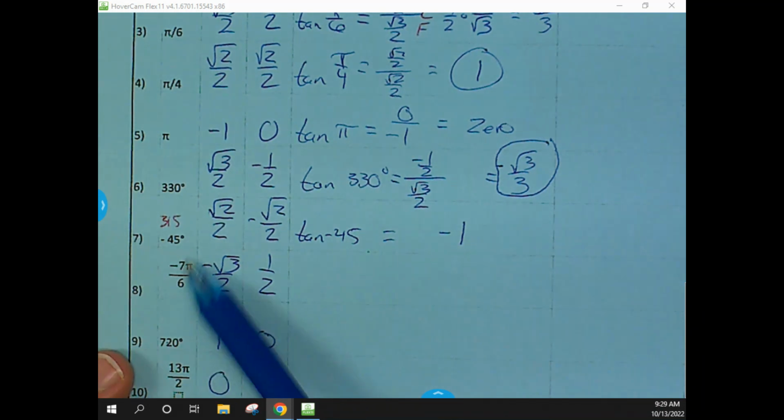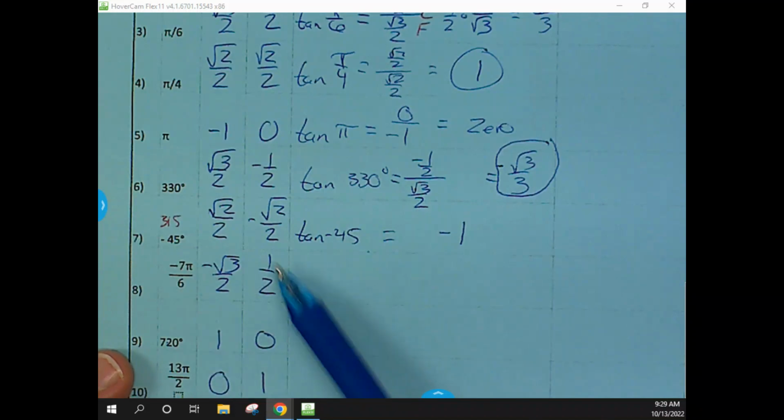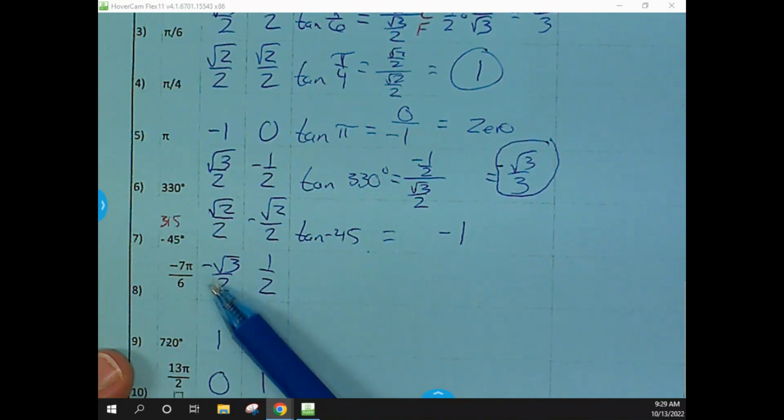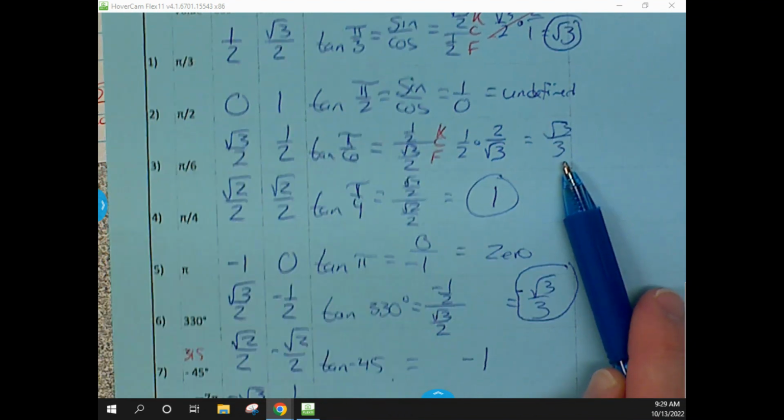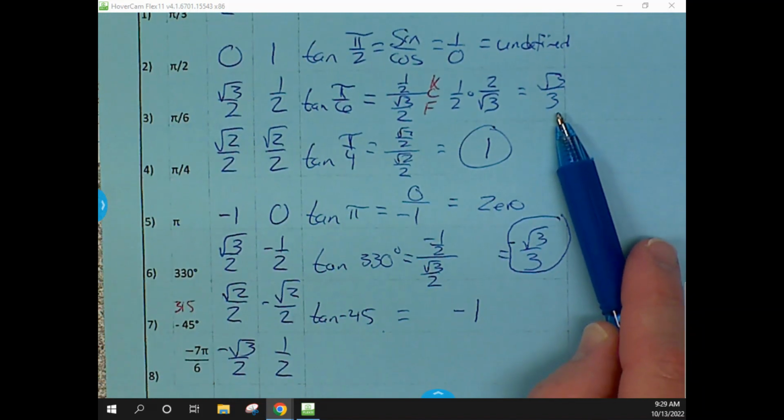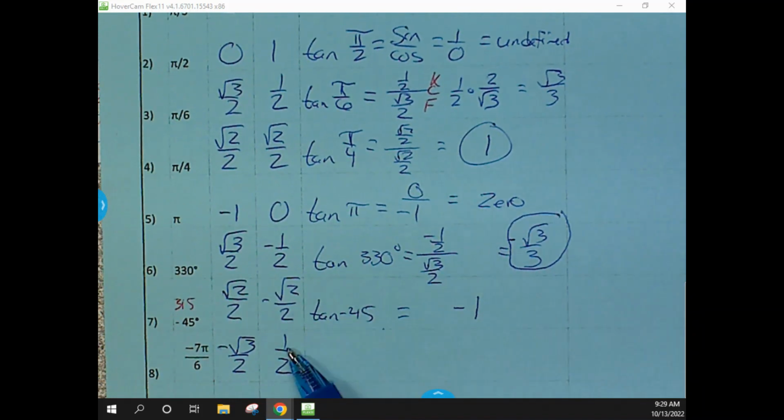Same thing on this one. If we go tangent of -7 pi over 6, it's 1/2 over square root of 3 over 2. We did that right here. We know that answer is going to be square root of 3 over 3. But it's a positive divided by negative, so that should just be a negative square root of 3 over 3.